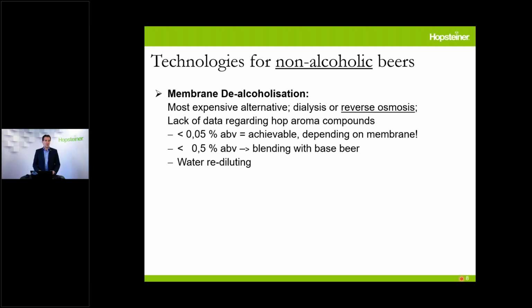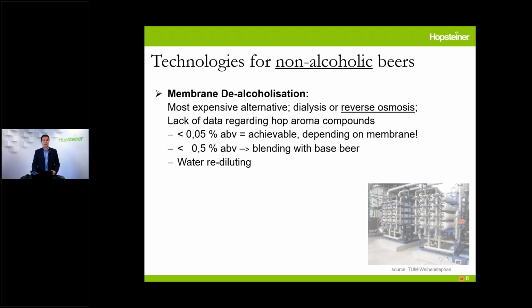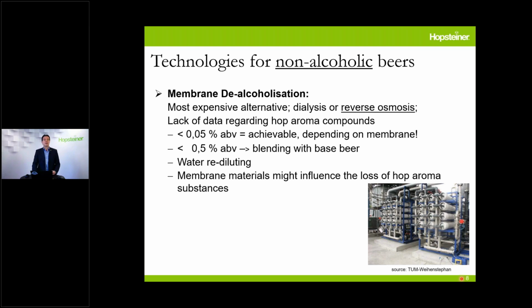And what you need to know is that you always need a lot of water for rediluting, because the process of reverse osmosis also transfers a lot of water from the beer side to the other osmotic side, and beer and water and alcohol pass the membrane, and the other compounds stay on the other side of the membrane and are up-concentrated during the process. Later on at the end you need water for rediluting, with a certain quality of water. So the membrane material, that is a key on all these technologies.